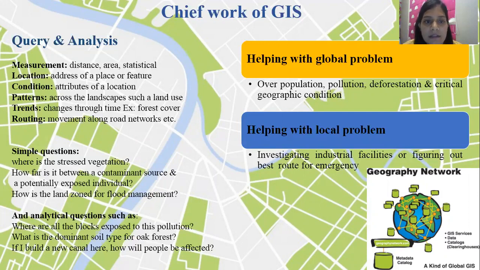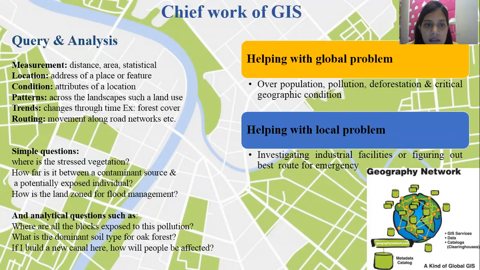There are other examples of global problems also. Some cities and states might have problems of overpopulation, deforestation, critical geographic conditions, which come under global problems. Similarly, which are the local problems? Local problems are industrial facilities or figuring out the best route for an emergency. If we see right now, a local problem might be where the urban health centers should be, and which private hospitals should be given permission for COVID patients. This is just an example.